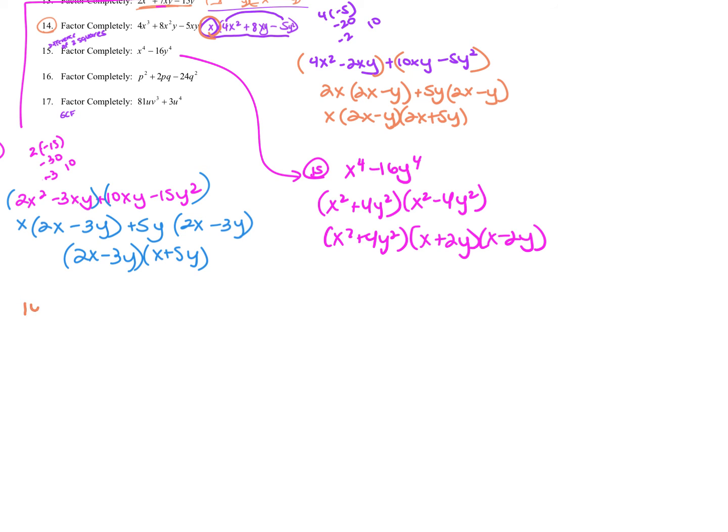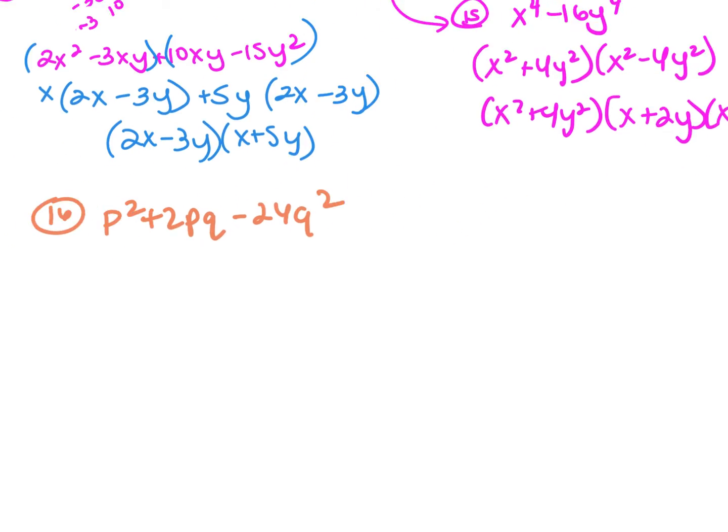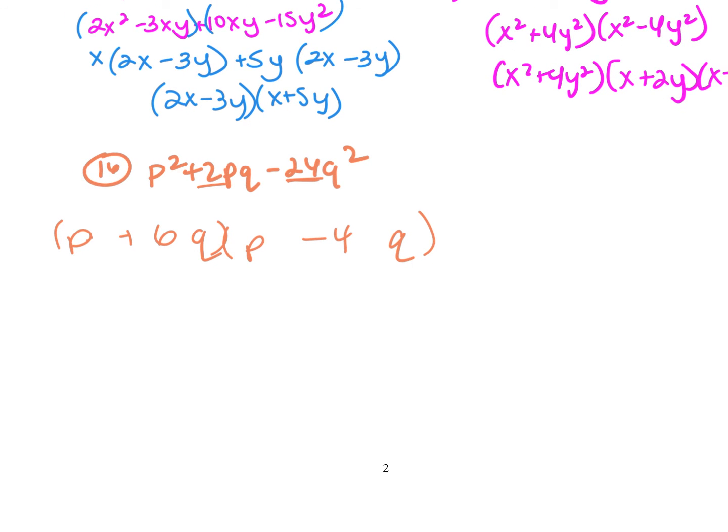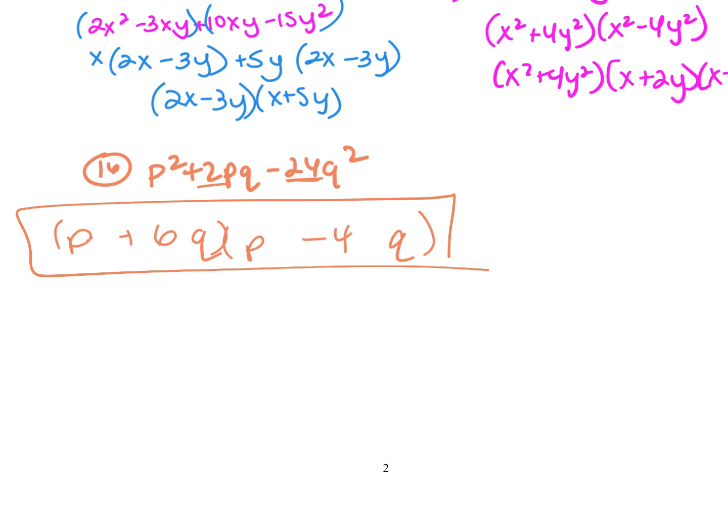Okay, 16p squared plus 2pq minus 24q squared. You can either mess with the factors of the first and the last, making sure the first one gets the p and the p and then the q and the q. So factors of negative 24 that sum to 2 would be positive 6 and negative 4. Or you could have done the first and the last. Just if you're doing it this way, don't forget that they get the p at the front and the q at the end.